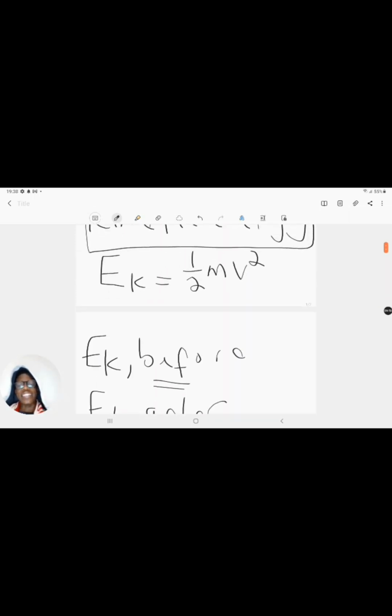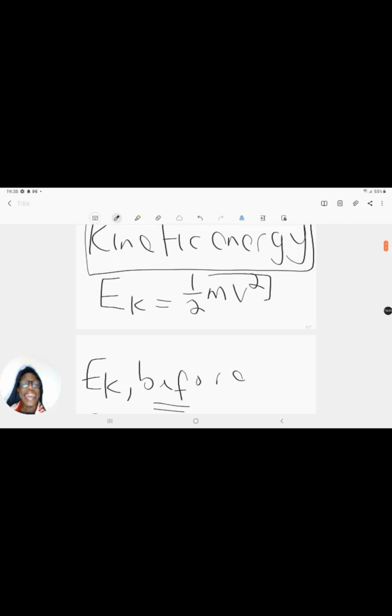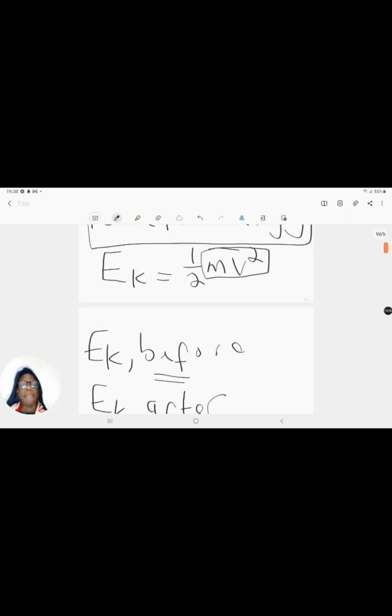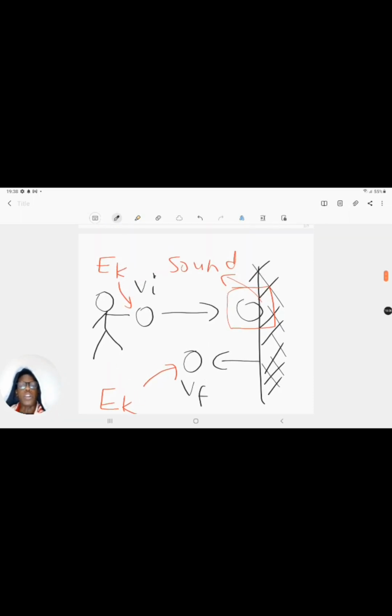Kinetic energy is made up of the mass and velocity of the object. Now, what has changed here? Has the mass of the object changed? No, the ball is still the same. It still weighs the same, it's still the same shape, it's still the same ball. It just happened to bounce off the wall.